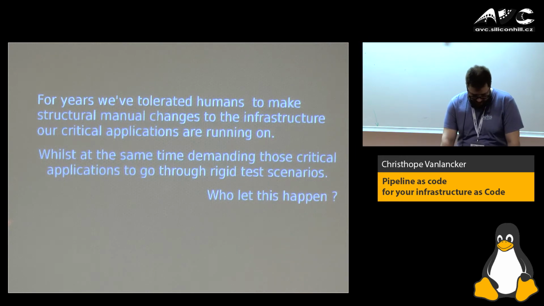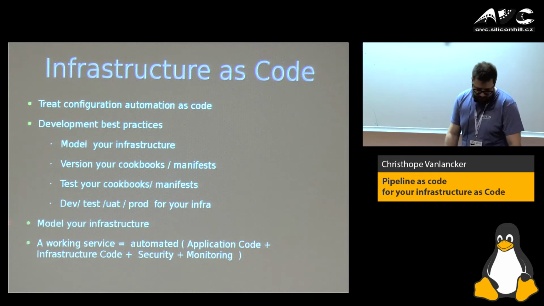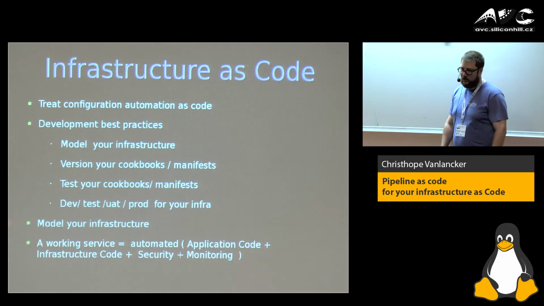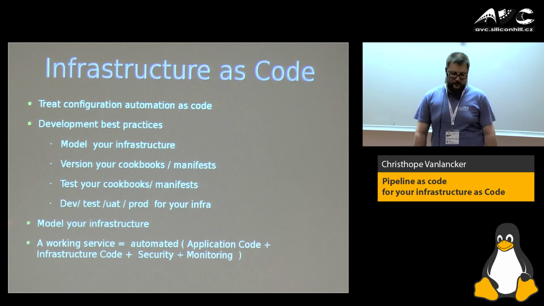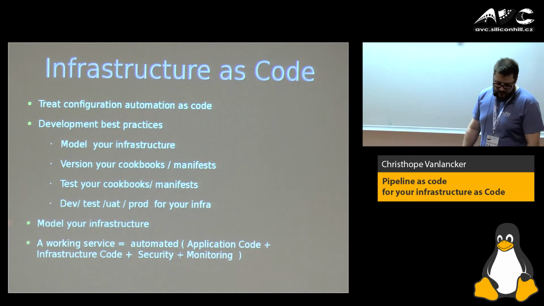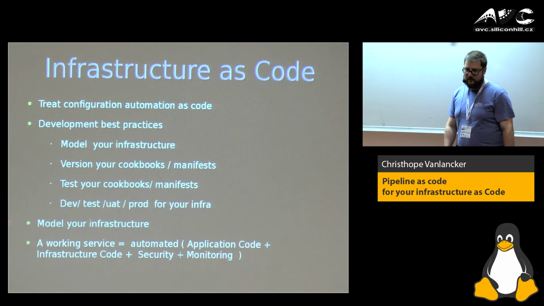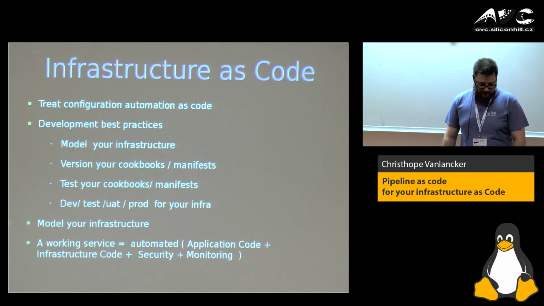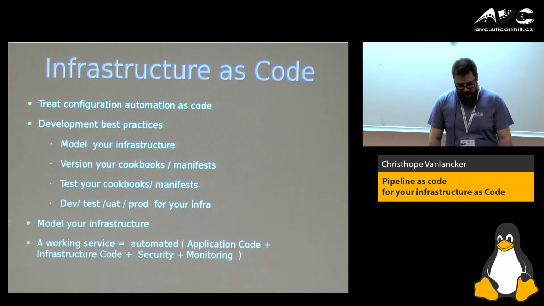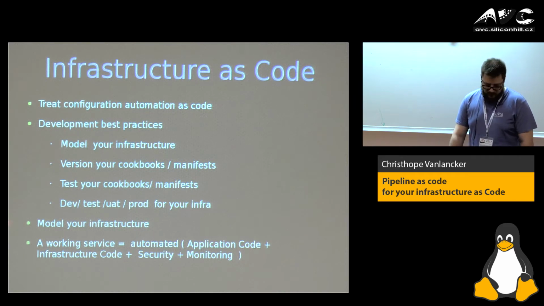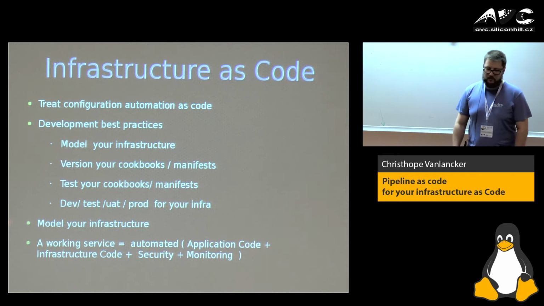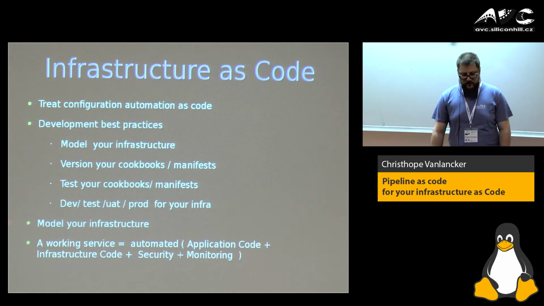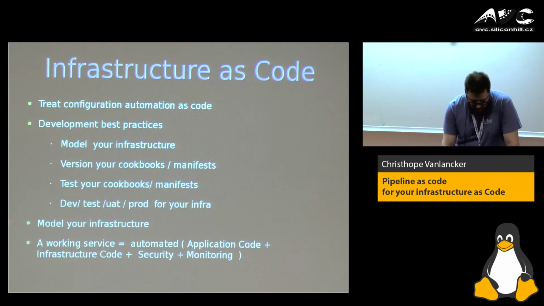So how do you do that? We have infrastructure as code. Because your infrastructure is described as code, you can test that. You can store that in version control. Test your cookbooks, manifests. If you're using Chef or Puppet or Ansible or whatever, then you need a way to reliably deploy that to a dev environment, acceptance and production, and also be able to monitor that.